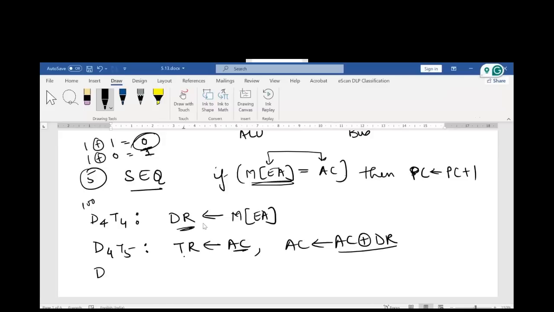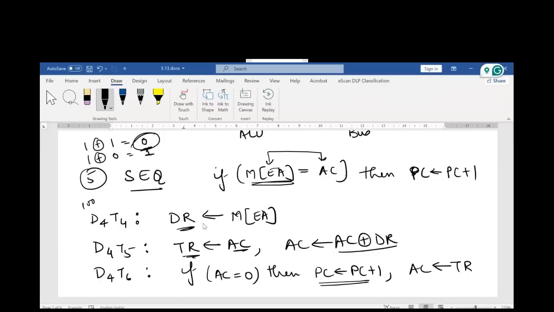Now, at the T6 clock cycle, what will we do? We will check: if AC is 0, then PC equals PC plus 1. And at the same time, can I bring my old AC back so that the value of AC doesn't change? Here we are just checking and incrementing the value of PC through the increment pin present in PC. If I don't do this, the value of AC will become 0 or 1, which I don't want. I want to preserve the old value of AC. So whatever value of AC we had stored temporarily in TR, we are bringing it back to AC. And my task is done.